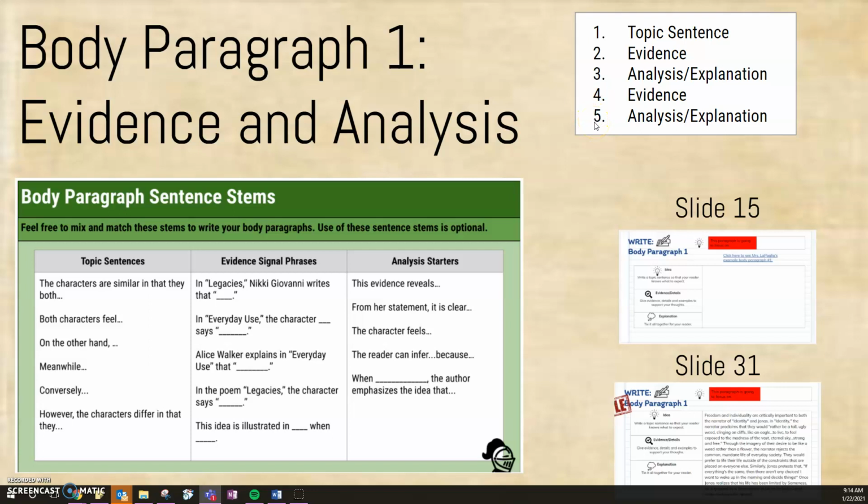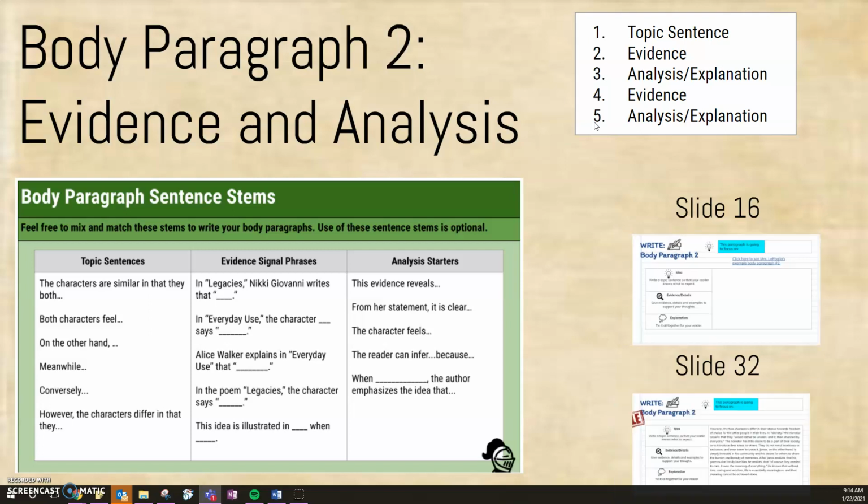You can see an example on slide 31 if it's helpful to you. Please pause the video to write body paragraph 1. Next, you'll go through the same process to write body paragraph 2. Please pause the video to write body paragraph 2.